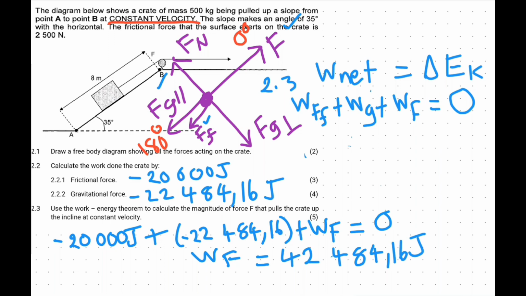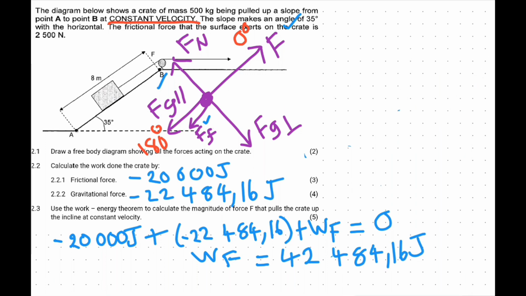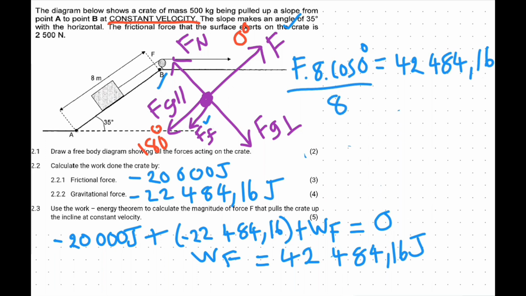Okay, now that we got the work done by force F, we can easily calculate the magnitude of force F. So we're going to say force F times 8 times the cos of 0 is equal to 42,484.16. Cos of 0 is 1, so we divide both sides by 8. We get force F is 5,310,52 newtons.